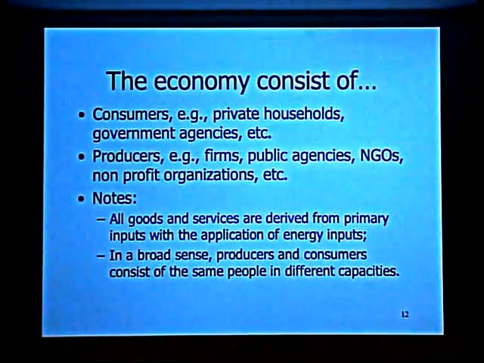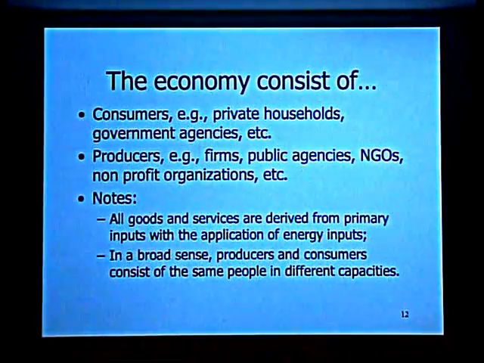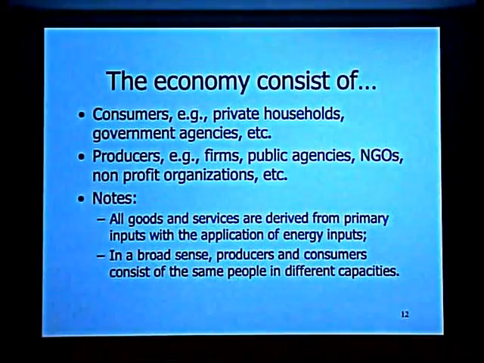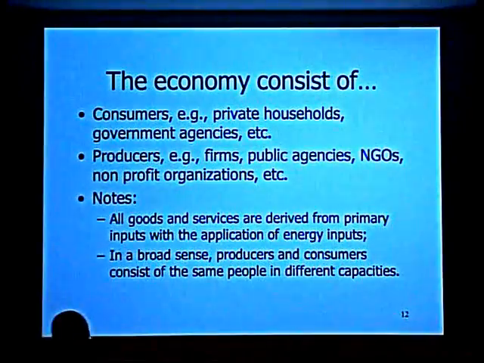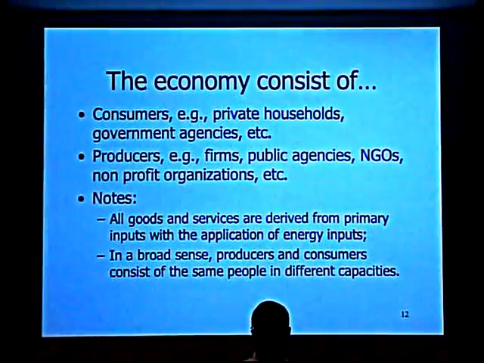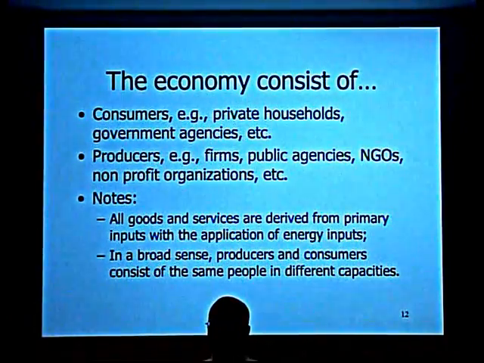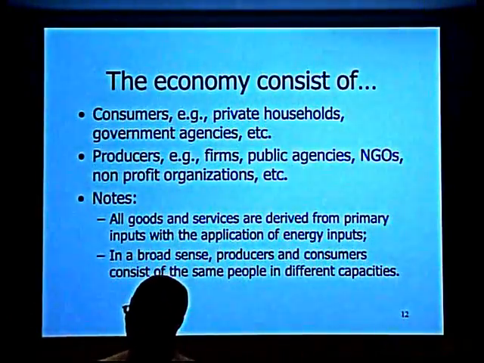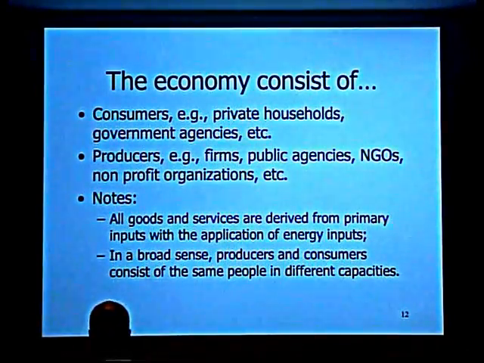Now the economy consists of consumers. We know these: private households, government agencies, and various things in between them. Producers, we have firms, public agencies, NGOs, non-profit organizations. We are producing something here, right? Service, for example. All goods and services are derived from primary inputs with the application of energy inputs, and in the process, producers and consumers consist of the same people in different capacities. Right? We are all consumers of some sort. NGO members are consumers. You know, people say, do you eat fish? I say, I do. That's why I work so hard for fish. Right? So that's the thing. It's the balancing act, which is the main thing.